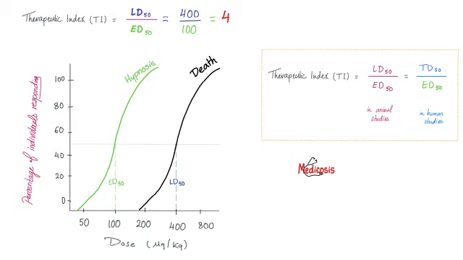So what is the therapeutic window here? Let's see. 400 over 100 equals 4. You get both numbers from the x-axis, not the y-axis.